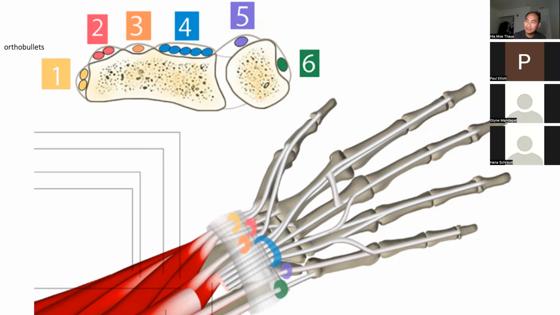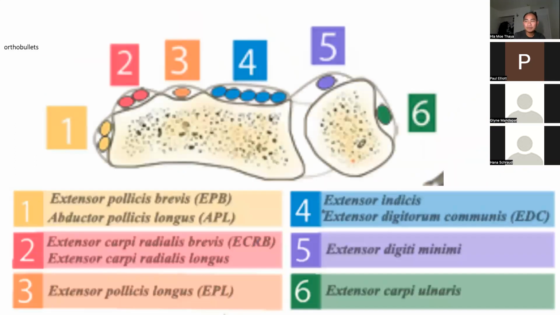Okay, got you. So the extensor pollicis longus and the extensor pollicis brevis work together to extend the thumb. But the abductor pollicis longus runs in a different group. Abductor pollicis, so it will abduct the thumb. Gotcha. Yeah, abduct the thumb.